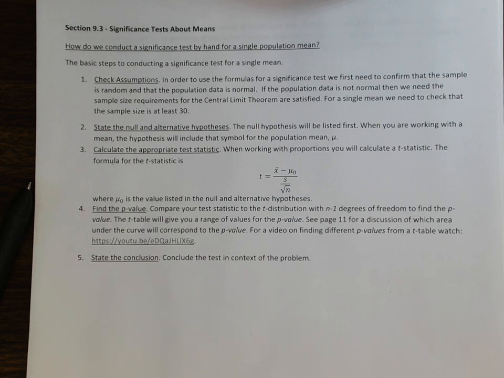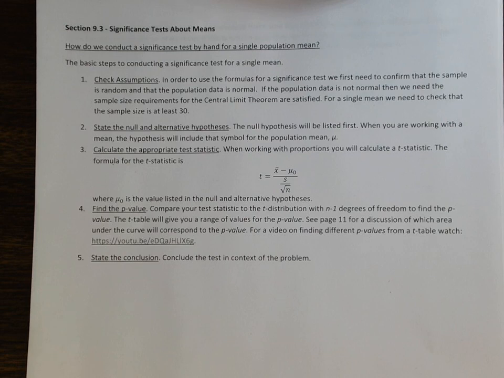This video is going to be the first video to look at sections 9.3 to 9.5. Section 9.3 looks at significance tests about a mean. Previously, in section 9.2, we looked at significance tests about proportions, and how to conduct a significance test for a single proportion. In these examples, we're going to look at how to conduct a significance test for a single population mean.